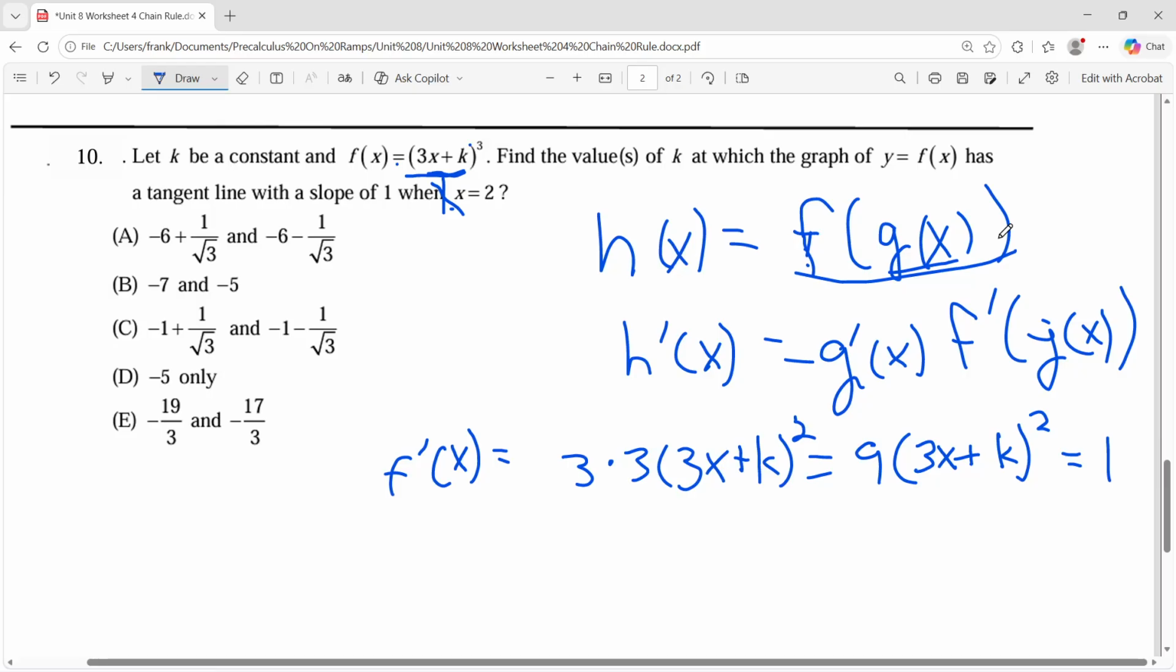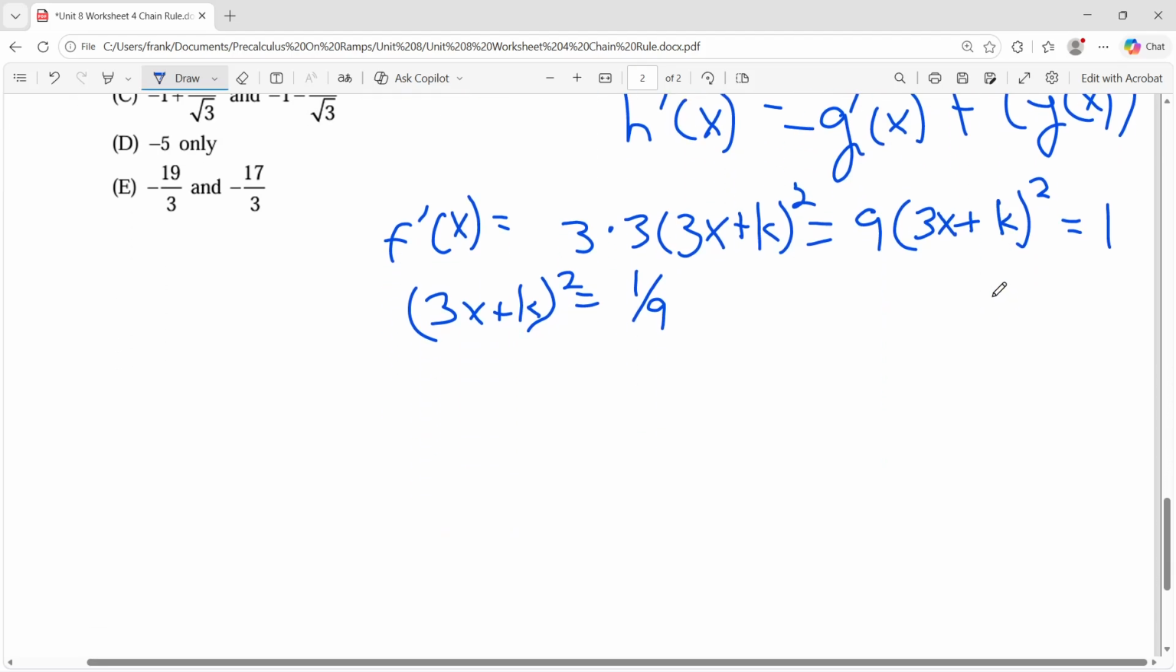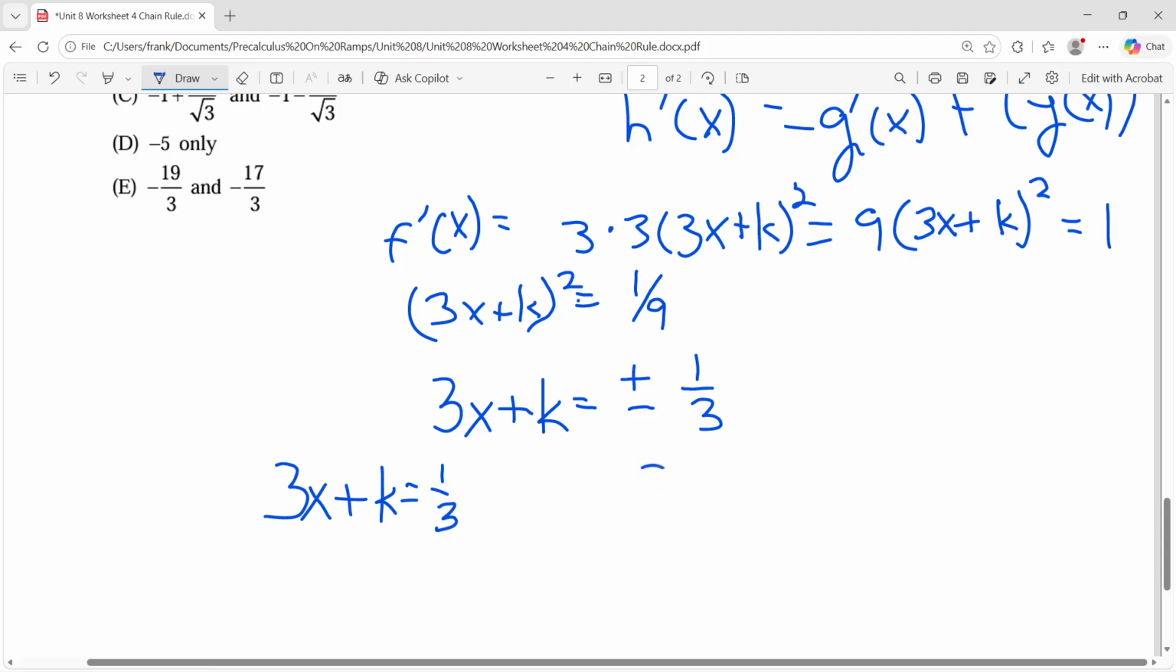Now I will divide by 9, (3x plus k) squared equals 1/9. And now I will take the square root of both sides to get rid of that square. 3x plus k equals plus or minus, and then the square root of 1 is 1, the square root of 9 is 3. So 3x plus k equals 1/3. I'm going to solve both of these. 3x plus k equals negative 1/3.